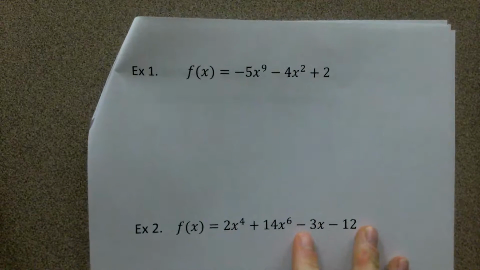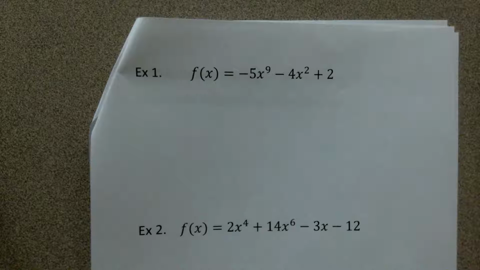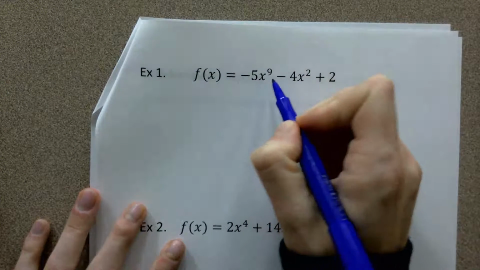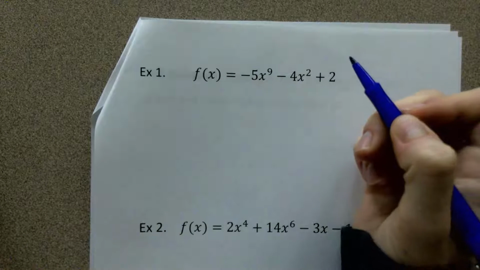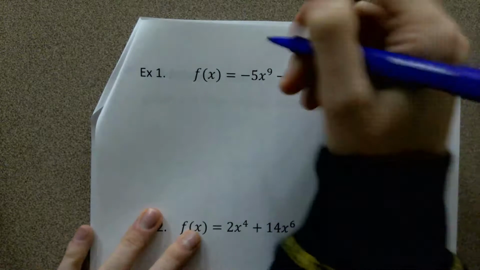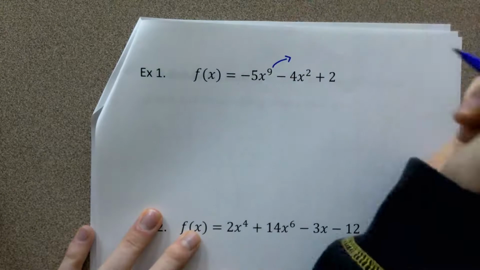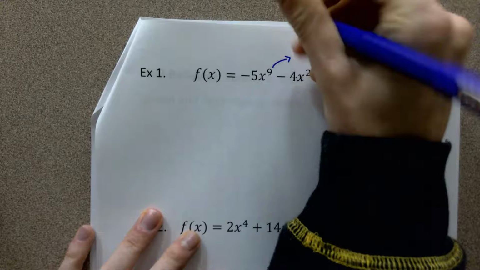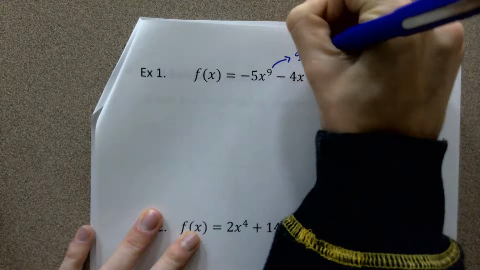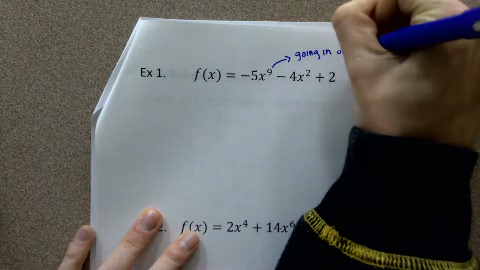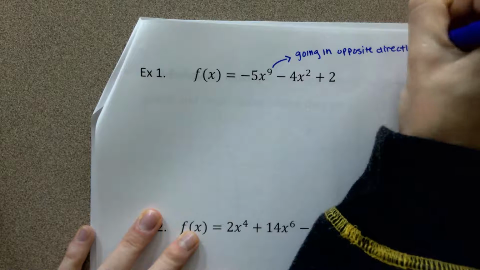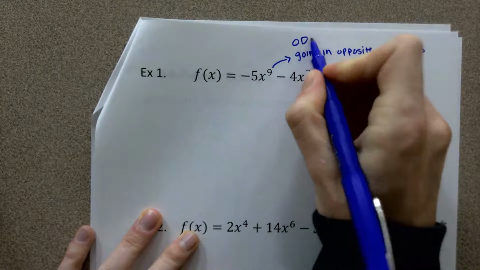So looking at this example, what we need to determine is, basically we just need to look at our leading coefficient. That's going to tell us what's going on, right? So we see this 9 here. This 9 is telling us that my graph is going in opposite directions at the end. Okay, because it's odd.